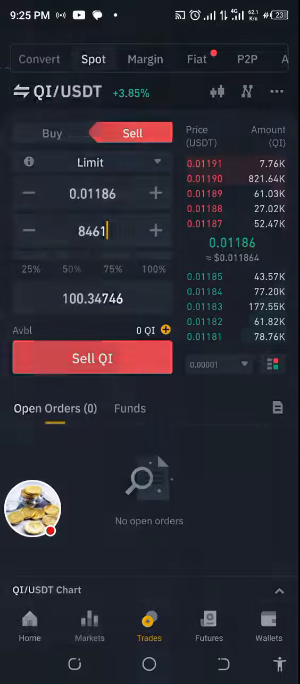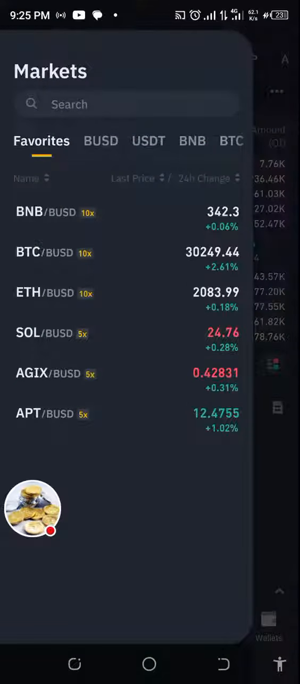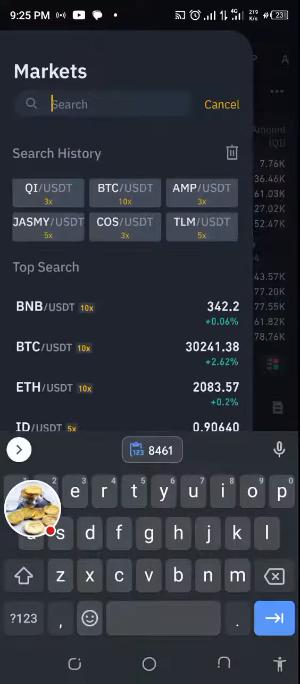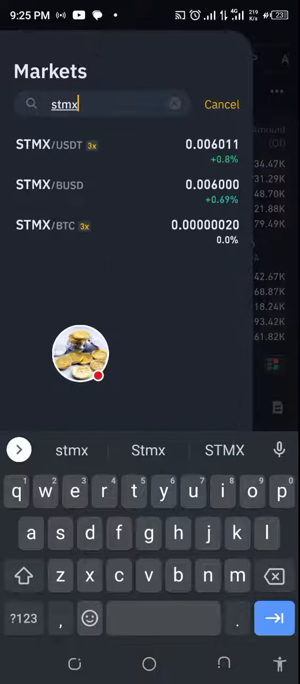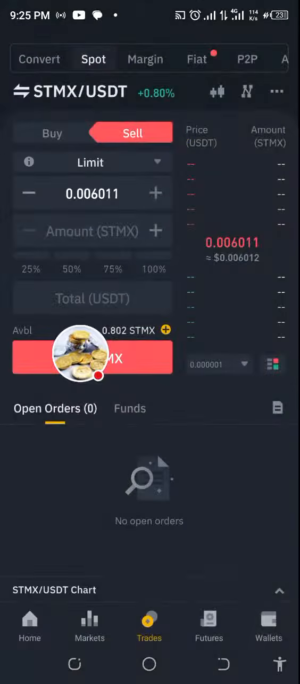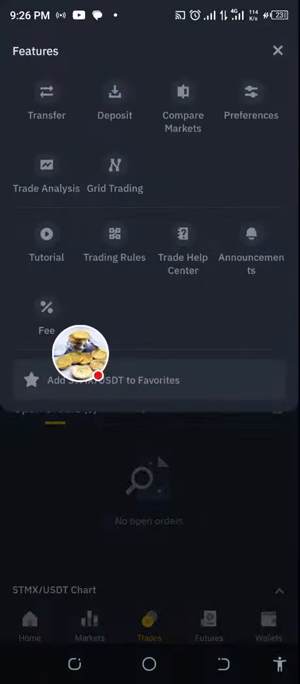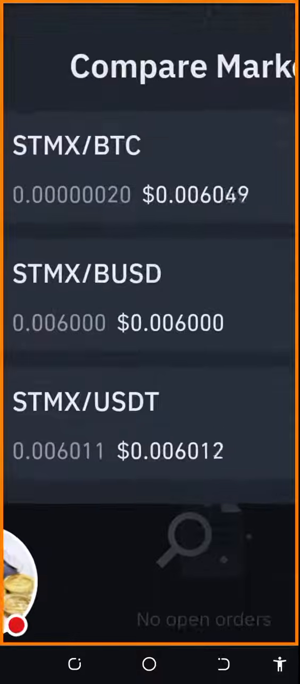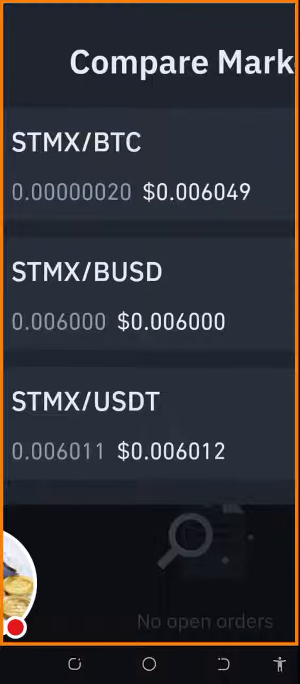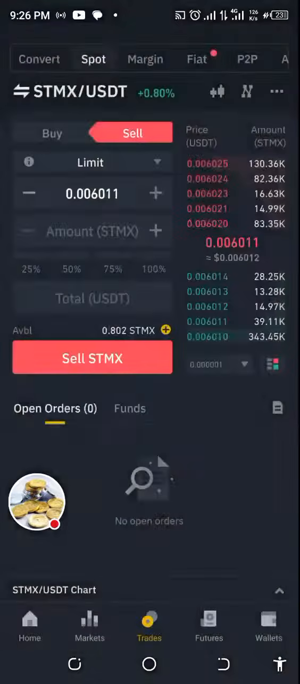Okay, let's try out another one of our favorites, STMX. Let's see whether there's anything here. STMX is one of my favorites, actually. IOST is also another one of my favorites. Okay, what do we have here? Oh, it looks like everything is the same. Nothing is here.